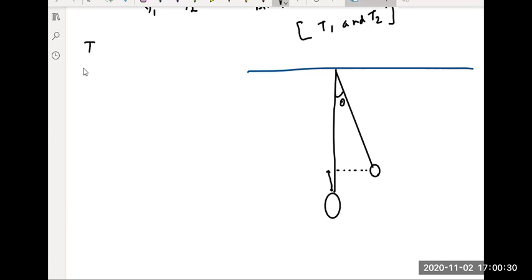Okay, because we are asked to find theta, maximum theta. Tension is equal to mv square by r. R is constant, which is the length of the wire. Now we know that in order to calculate v, we have to use the work energy theorem. Yes or no? Tell me, guys. Yes or no?